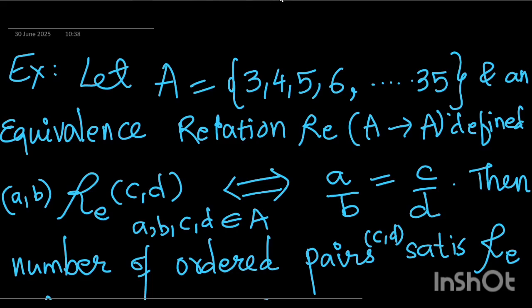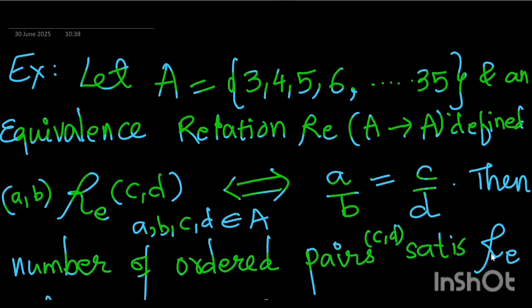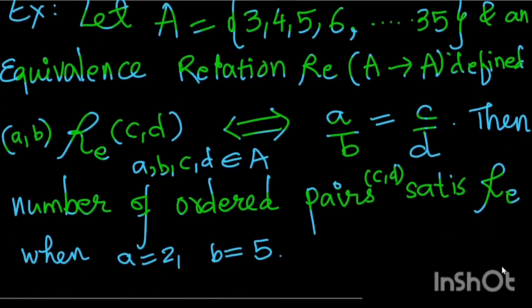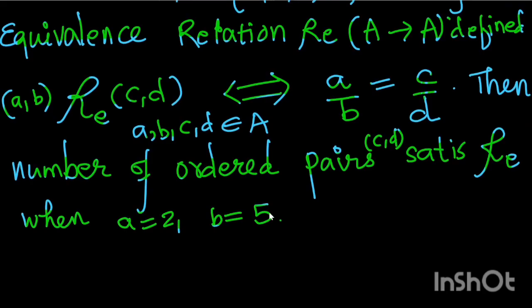In this example, let's see what it means. Let A be the set {3, 4, 5, 6, ... up to 35}, natural numbers, and an equivalence relation R on A is defined such that (a, b) R (c, d) if and only if a/b is equal to c/d, where a, b, c, d are numbers belonging to set A. Then we have to find the number of ordered pairs (c, d) belonging to R, the equivalence relation, when a is equal to 2 and b is equal to 5.